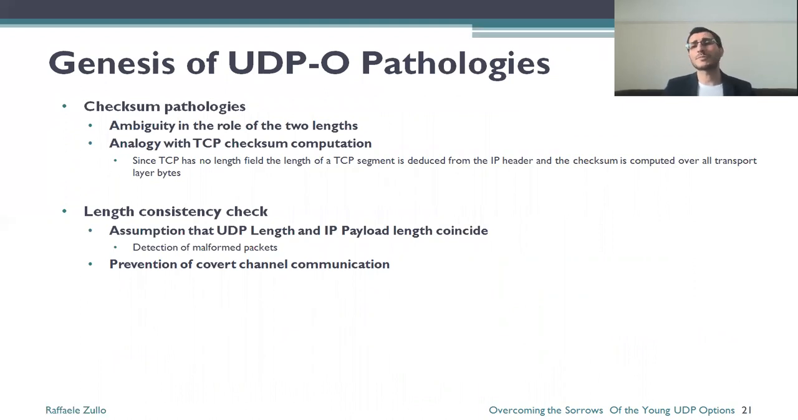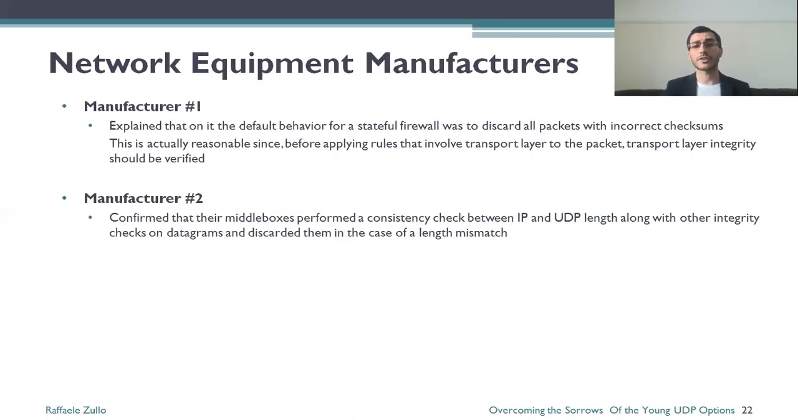Genesis of UDP options pathology. The checksum pathologies basically come from the ambiguity in the role of the two lengths, while the length consistency check can be due to, for example, discarding malformed packets. We got some feedback from manufacturers. One manufacturer explained to us that the default behavior for their stateful firewall was to discard all packets with an incorrect checksum, and the reason was that before applying a rule, transport layer integrity had to be verified.